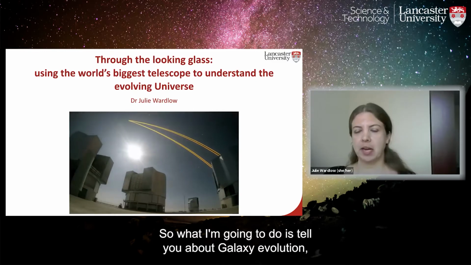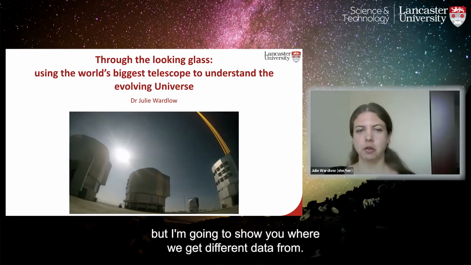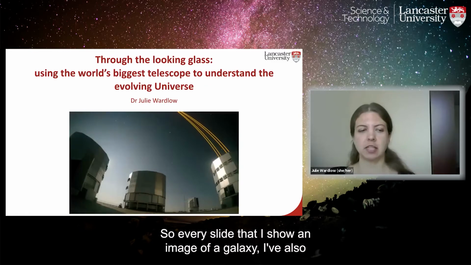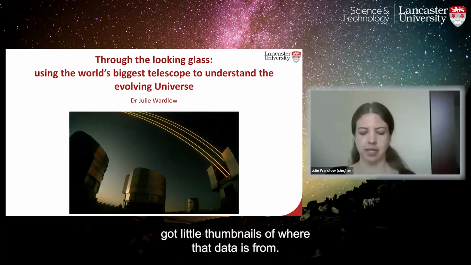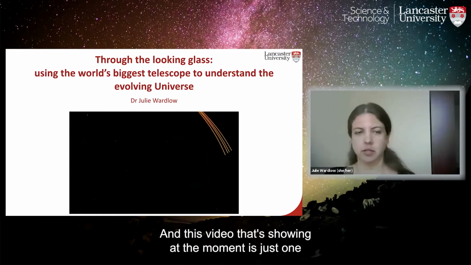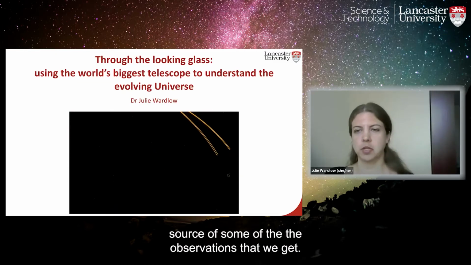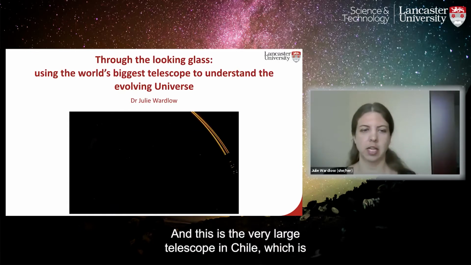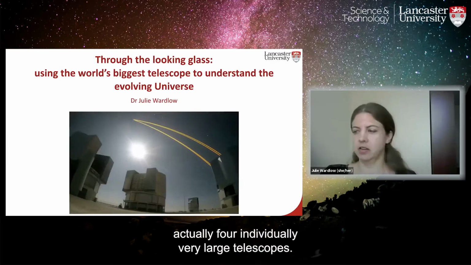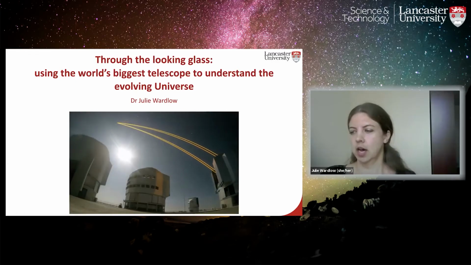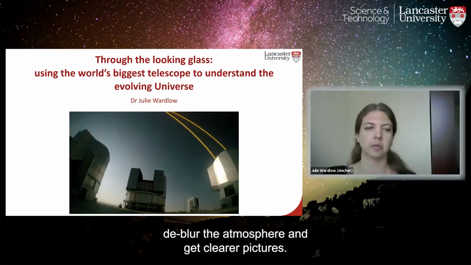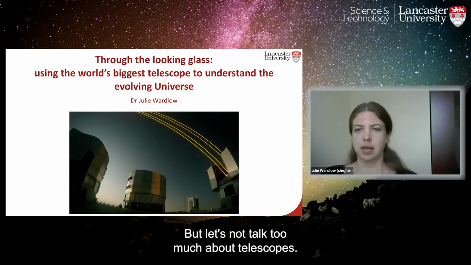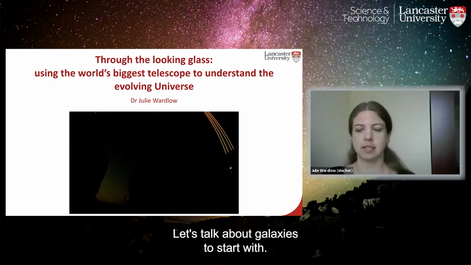So what I'm going to do is tell you about galaxy evolution, but I'm going to show you where we get different data from. So every slide that I show an image of a galaxy, I've also got little thumbnails of where that data is from. And this video that's showing at the moment is just one source of some of the observations that we get. And this is the Very Large Telescope in Chile, which is actually 4 individually very large telescopes. And we can see the use of lasers here, which helps us to de-blur the atmosphere and get clearer pictures. But let's not talk too much about telescopes, let's talk about galaxies to start with.